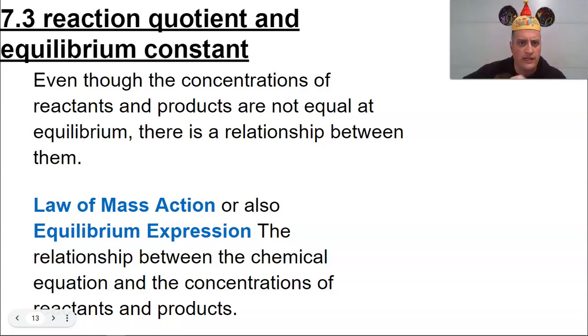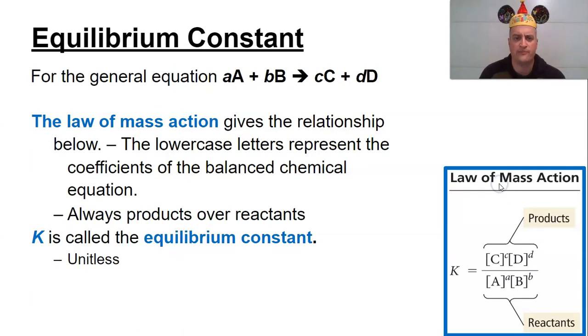So we are looking at the reaction quotient, which is similar but different than the equilibrium constant. Even though concentrations are not equal at equilibrium, there is a relationship between them. This is called the law of mass action or equilibrium expression. This is a relationship between the concentrations of reactants and products. If you've done any of these things in the past, this should look fairly familiar.